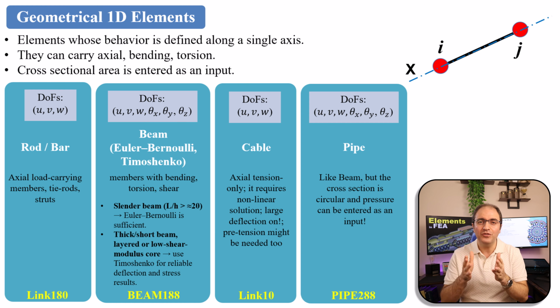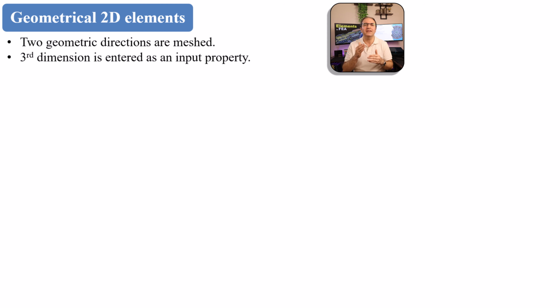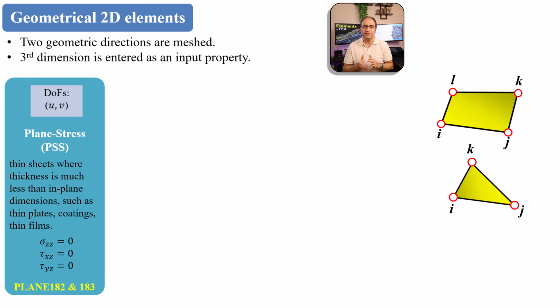Now, let's switch to 2D elements. Geometrical 2D elements are used when two geometric directions are explicitly meshed, and the third dimension is entered as an input property, like thickness. First, plane stress elements. These have 2 translational degrees of freedom per node, U and V. They are used for thin sheets and coatings, where thickness is much less than the in-plane dimensions, and all out-of-plane stresses are assumed to be 0.